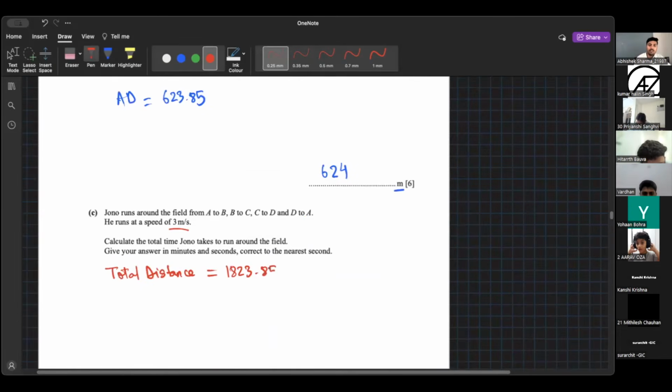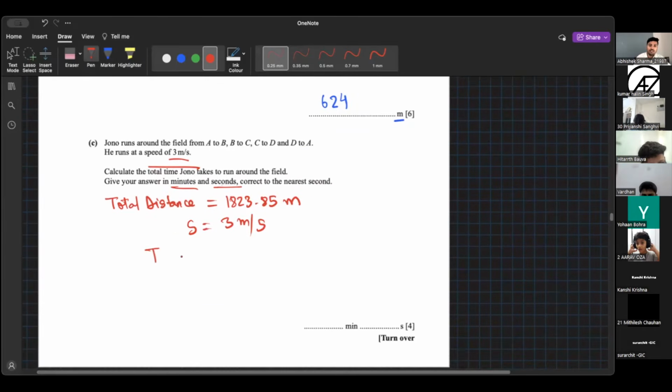1823.85. This is the total distance and the speed is 3 meters per second. It says calculate the total time Jono takes to run around the field. Give your answer in minutes and seconds. First, find the time. Time is distance upon speed. So that is 1823.85 divided by 3 meters per second. So the answer is 607.95. This much seconds, right?